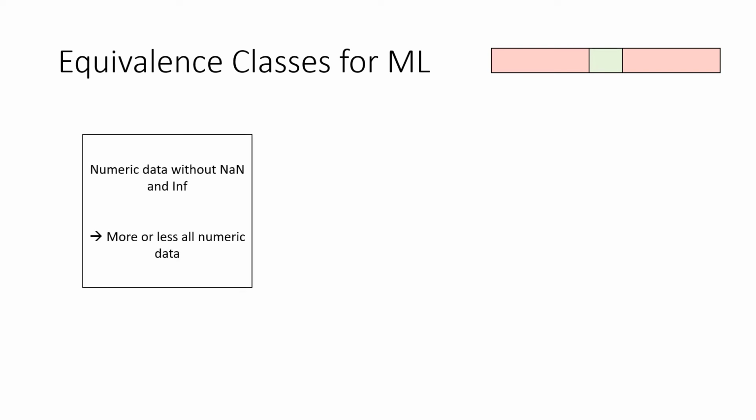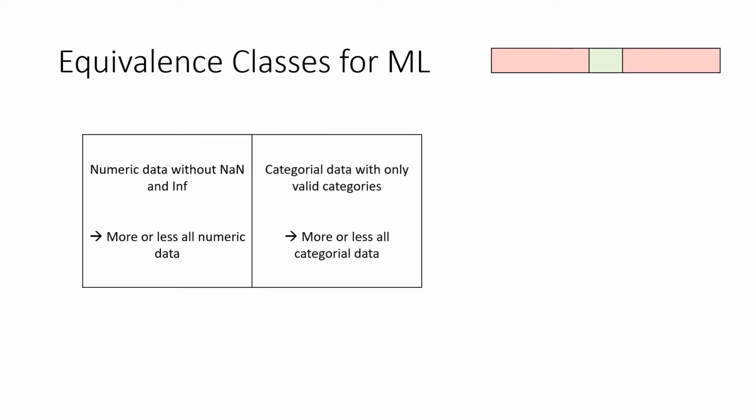well, most machine learning algorithms can work with more or less any numeric data, if you exclude invalid values like not a number or infinities. Additionally, most machine learning algorithms can work directly or indirectly with categorical data. Well, obviously there should only be valid categories in there, so the data should be valid, but as long as it's valid categorical data, it's also supported by machine learning algorithms.